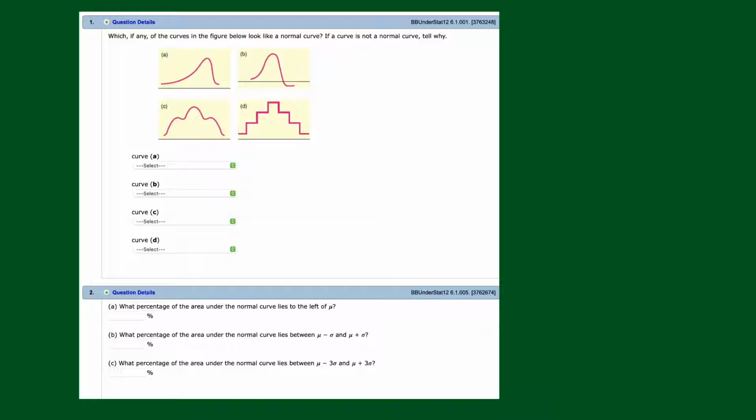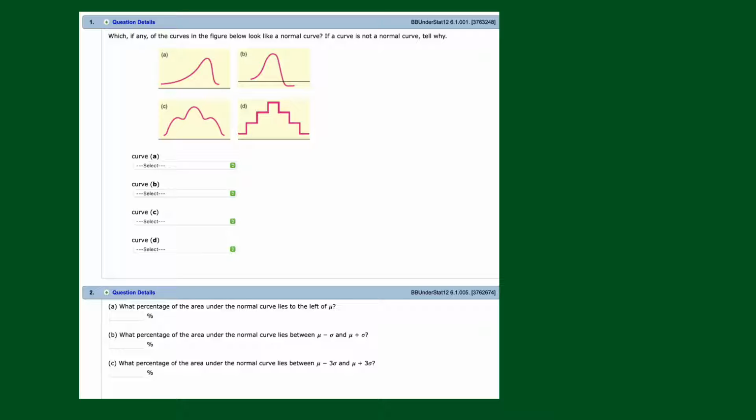This is section 6.1, problem numbers 1 and 2. Number 1 says, which, if any, of the curves in the figure below look like a normal curve? If a curve is not normal, tell why. All right, so we've got this, this, this, and this. Okay, well, let's see what we can do here.